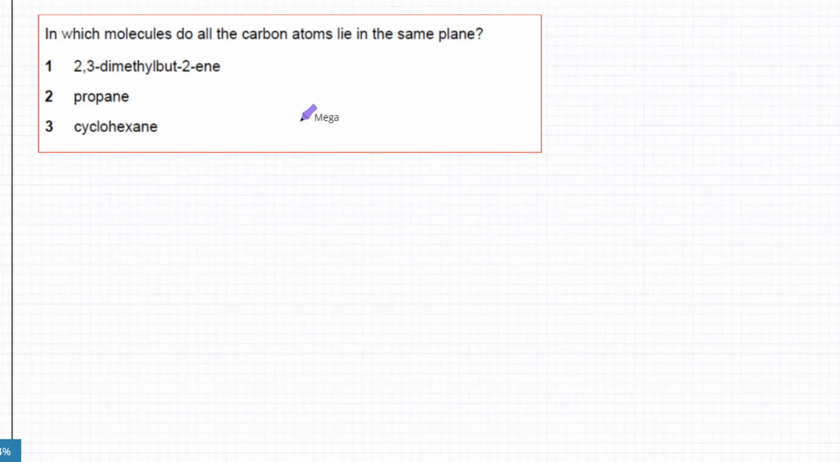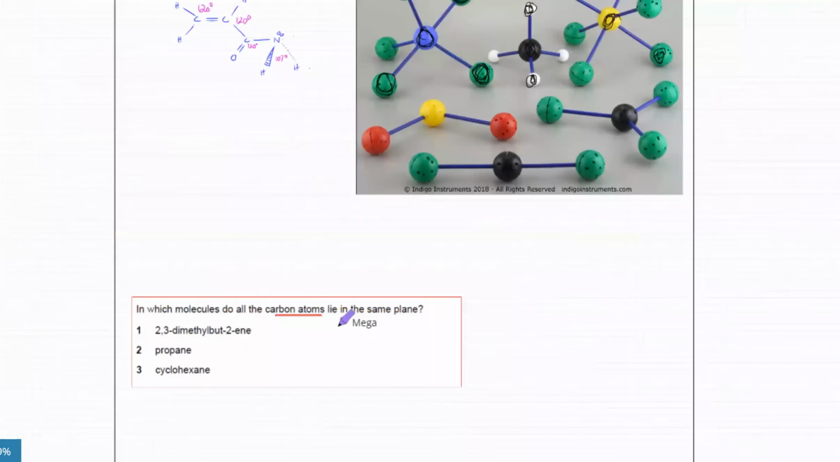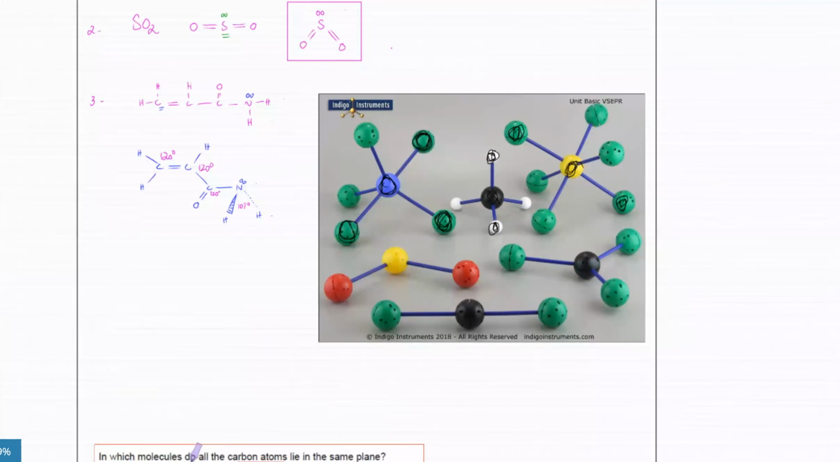So it was specifically about these carbon atoms. Which ones are lying in the same plane? That's what the question is. And I told you that some of the shapes of the molecules are planar. That means they're completely flat, lying in just one plane: linear, bent shape, trigonal planar, that's lying flat.